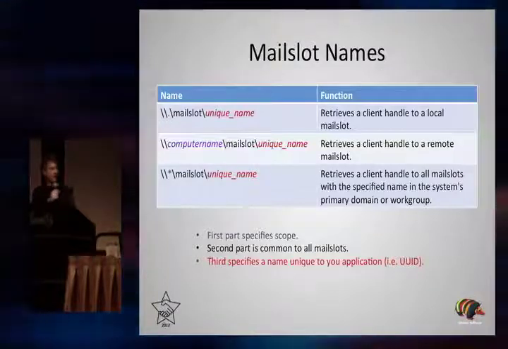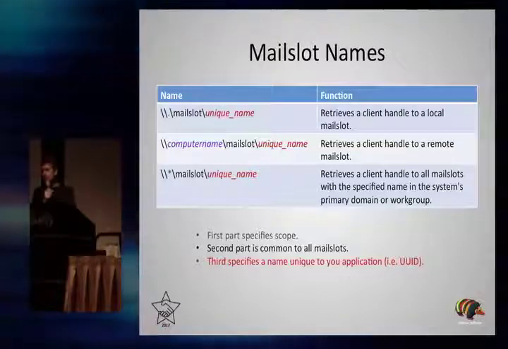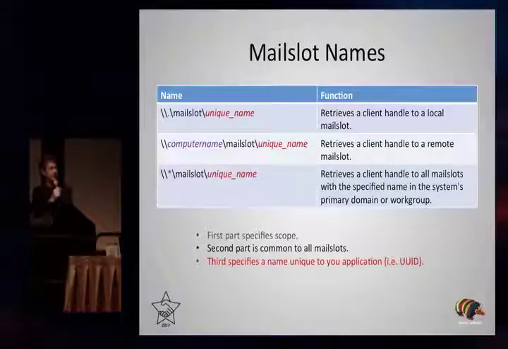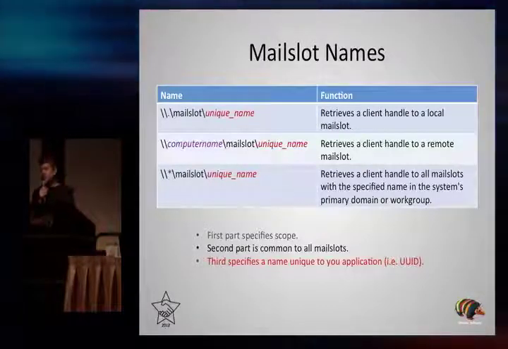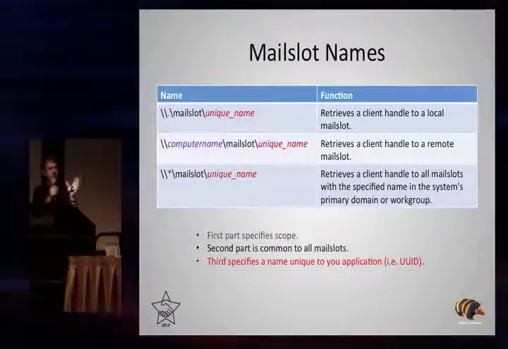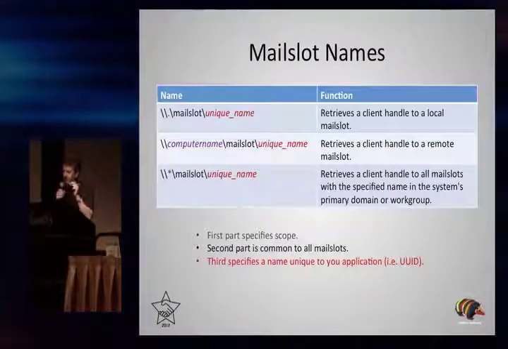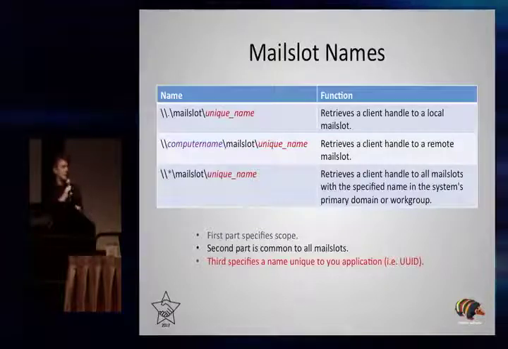This will go everywhere. The second part is always going to be mailslot. It tells Windows that you're actually dealing with mail slots rather than some other kind of file. And the red part, the third part, is a unique name that you would create for your application. Either a UUID, a 35-character thing, as long as it's unique, it doesn't matter. Each of your applications should have its own, because the licensing mechanism would depend on this.